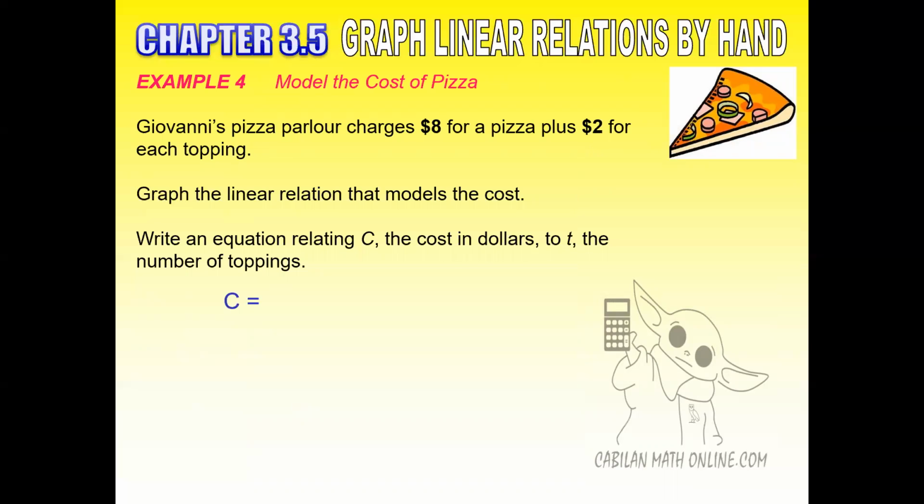And it tells us here that the cost of pizza is going to be based on $8 for the pizza plus $2 for each topping. So we're going to start off with C equals, and that represents the total cost in dollars.